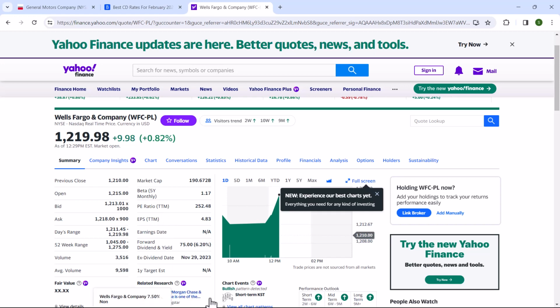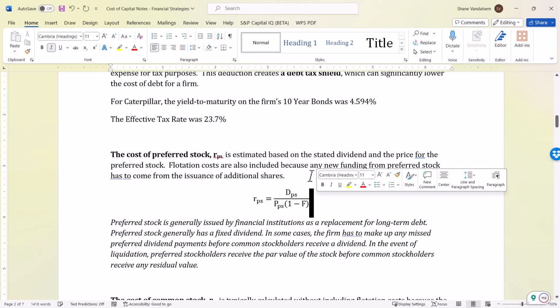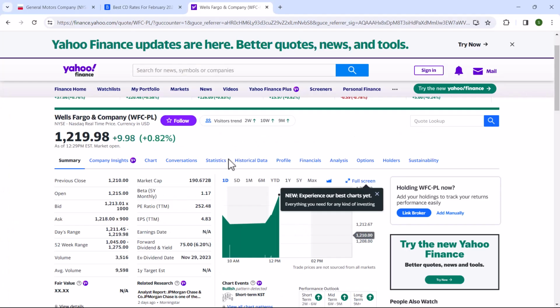So looking at this stock here, we can determine what the required rate of return would be for the investor if they're paying $1,219.98 for the stock today, and they expect to receive a dividend of $75. So using this equation, and I'll explain what this means in a minute, we know the dividend for Wells Fargo is $75 a share, and we know the current price of the stock is $1,219.98.